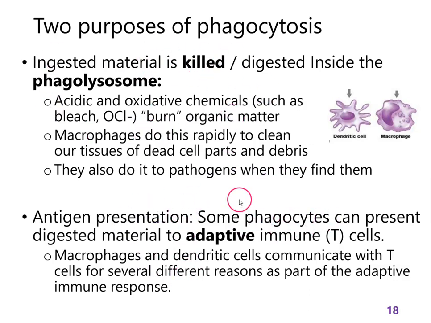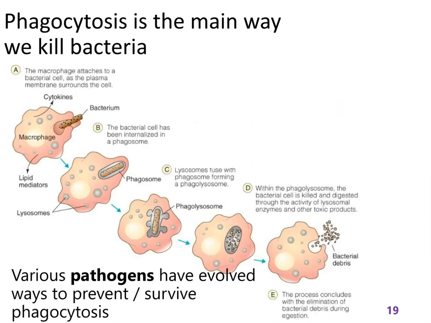The other is to bring in antigens that can later be presented to adaptive immune cells, specifically T cells. T cells are a critical part of the adaptive immune system, and they can only see the world when antigens are presented to them. That's the only way they can see anything. And so a cell like a macrophage can do phagocytosis to bring in an antigen and chew it up and present part of it to a T cell. And that's going to be a major, major part of the adaptive immune system, as we will see.